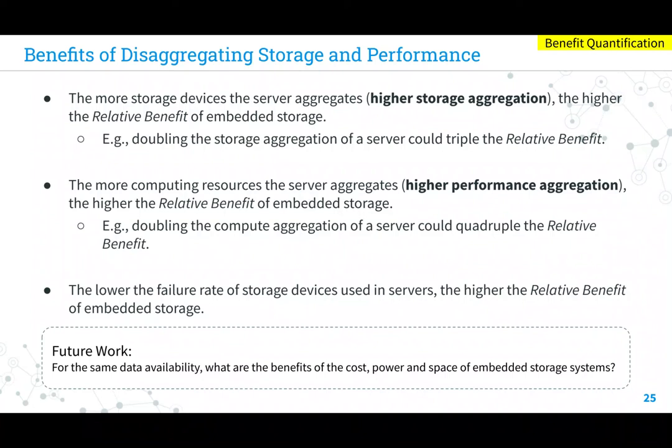In general, we found that the higher the resource aggregation of the general purpose server, the higher the relative benefit of embedded storage. The resource aggregation could be aggregating the storage devices or aggregating the computing resources in the server. This result makes sense because aggregating more resources in the server essentially increases the failure domain of the storage system. With this understanding, we can move forward to research some related and interesting questions, such as, in order to achieve simpler data availability, what are the benefits in cost, power, and space of using embedded storage devices for storage systems?